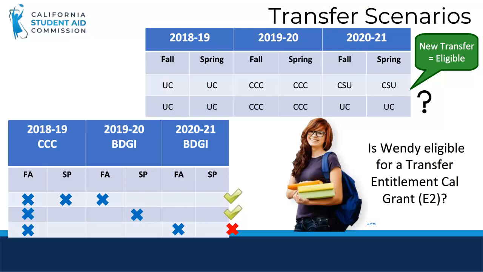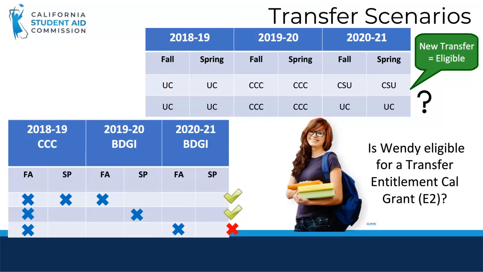The next situation is Wendy attended UC Davis in 1819, but changed her mind and decided to attend a nearby community college for the 1920 year. Then, in 2021, she plans on transferring to a UC. Is Wendy eligible for the transfer entitlement Cal Grant? And the answer is, it depends on the UC. If she transfers back to UC Davis, then she is considered a returning student and is not eligible for an E2 award. If she transfers to another UC and that school deems her as a new transfer, then she can receive the E2 award.